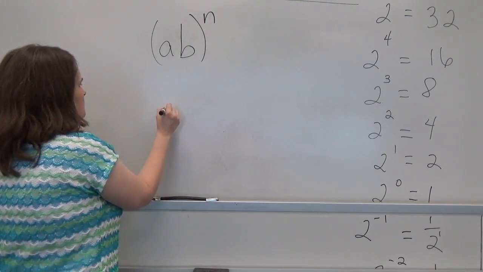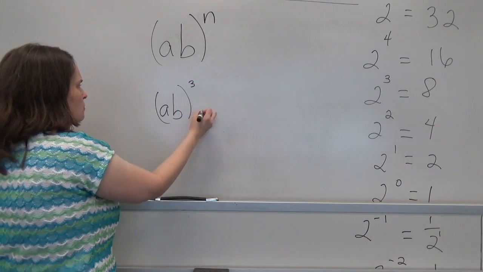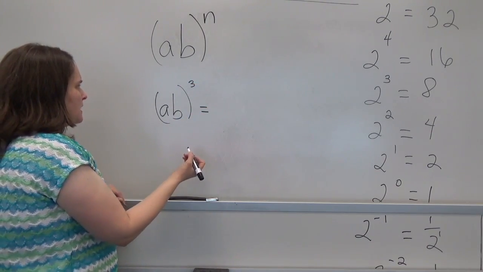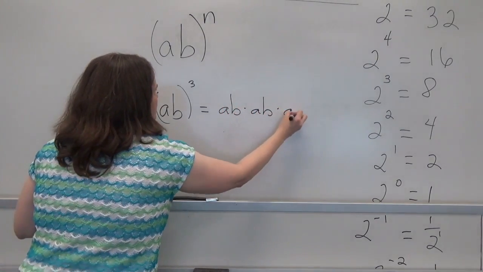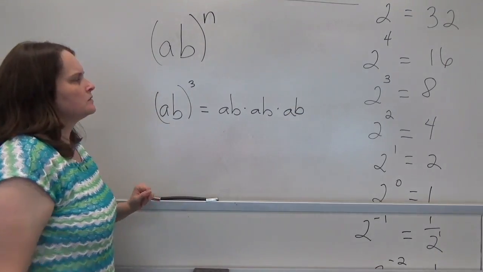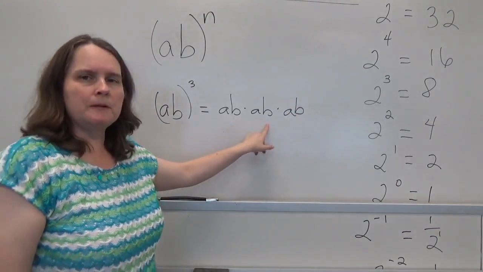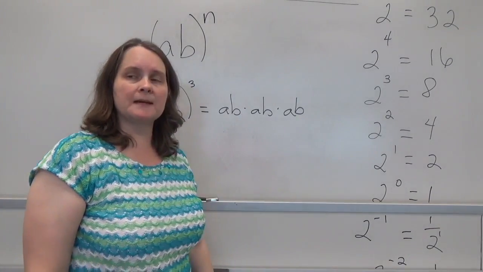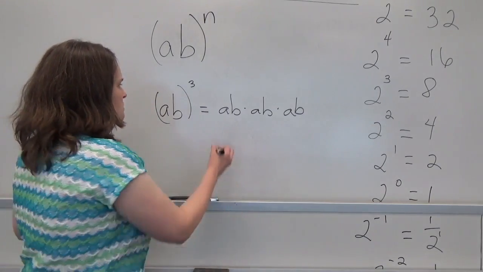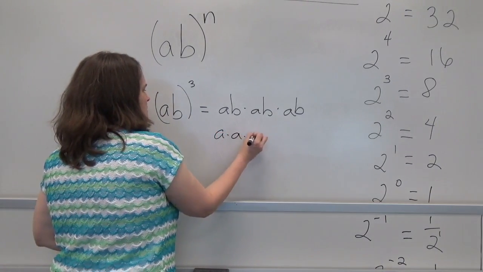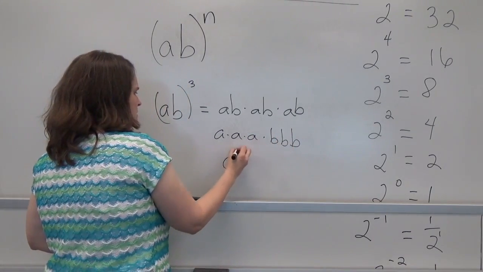Let's say you've got AB raised to the 3rd power, just for example. Well, that's going to be AB times itself 3 times. I guess you could think of this like a proof that we're doing here to see why it works. You're multiplying AB by itself 3 times. The commutative property of multiplication tells us that we can rearrange the order of these. So we can write this as A times A times A times B times B times B, which is simply A to the 3rd times B to the 3rd.